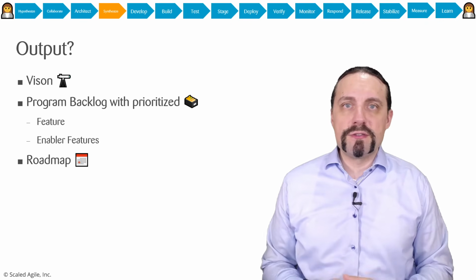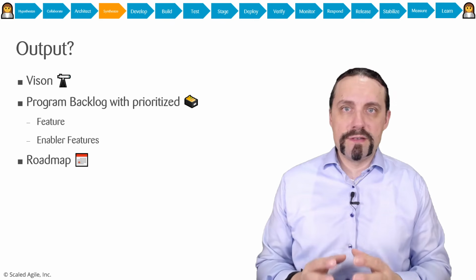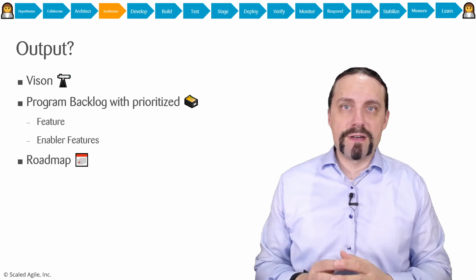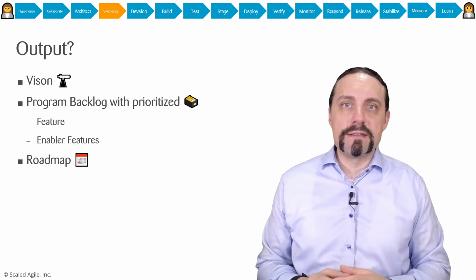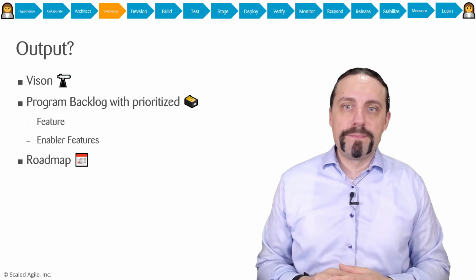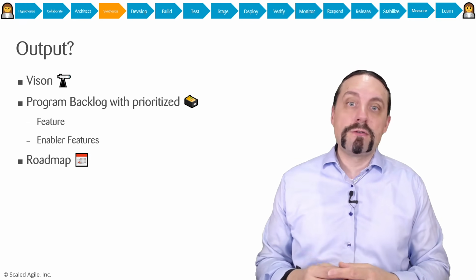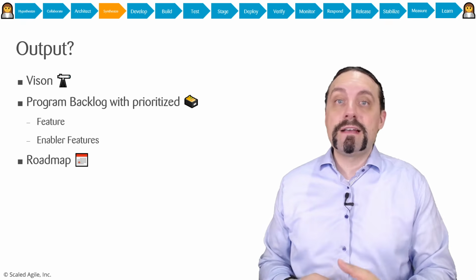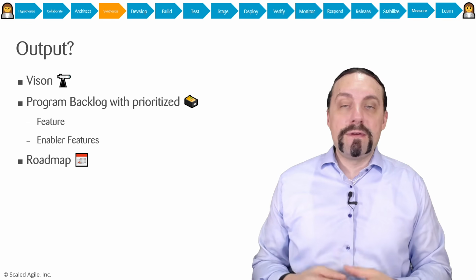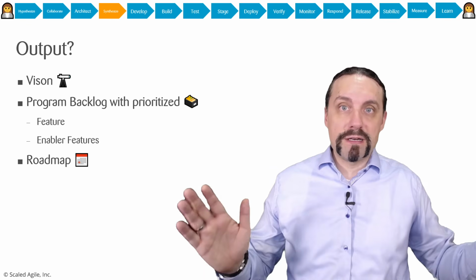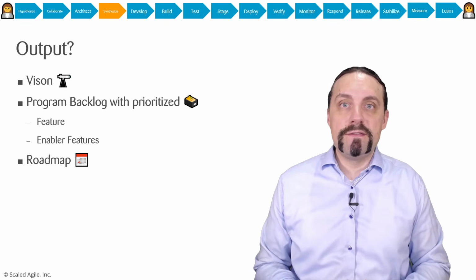The output of the synthesize step is that we have a clear vision what we are trying to achieve and what customer and stakeholder needs we want to fulfill. Then we of course have a program backlog which is prioritized with our features and also the enabler features in it, and we have a clear roadmap, a clear plan how we want to achieve this vision.